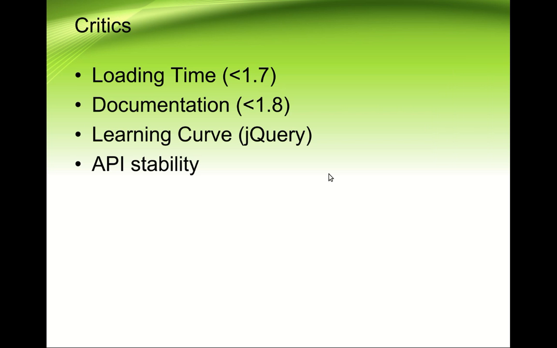What about the critics? Everything is good. It's a great framework, but it has been criticized a lot of times before. The loading time. Before version 1.7, loading time was too long because it uses a function called dojo.require, and it was a synchronous function instead of an asynchronous one. Today it uses something called AMD modules, which is asynchronous module definition. But before it didn't use that.